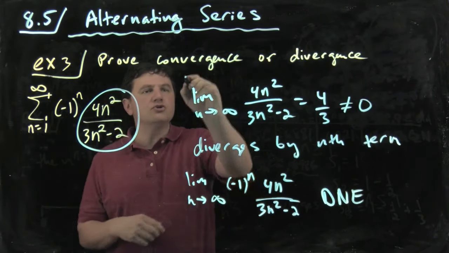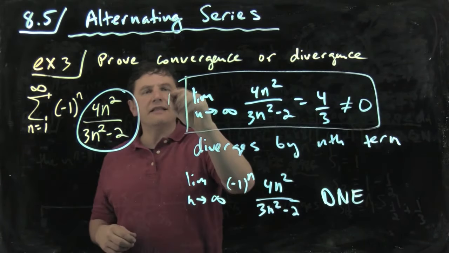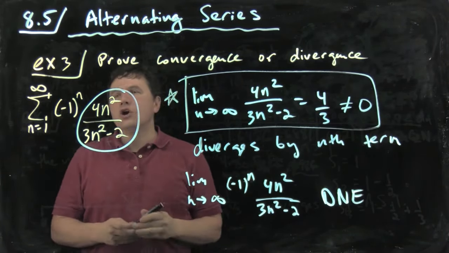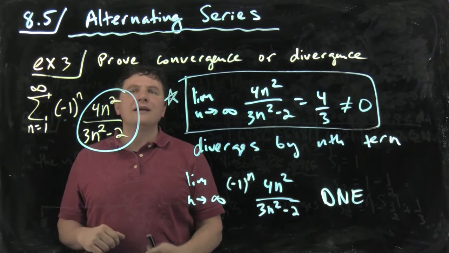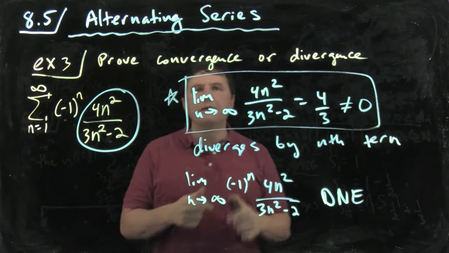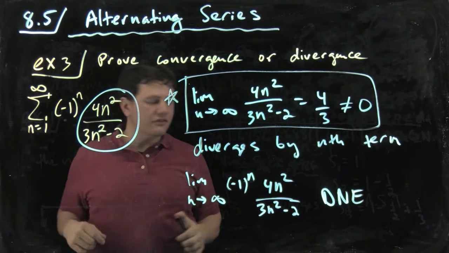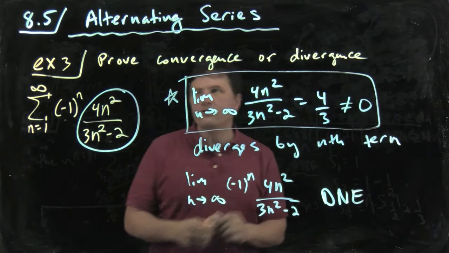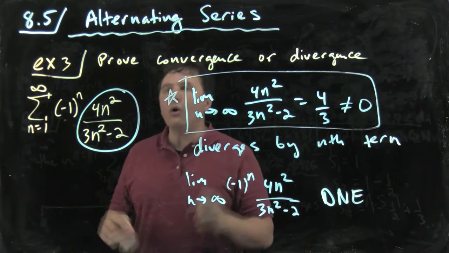So just using this is perfectly fine, and that's how I do that. We're done, okay? So as soon as we see that alternator, typically, it's really this simple. If that thing goes to 0, it's typically going to mean it converges. If that thing doesn't go to 0, it's going to mean it diverges by the nth term test. End of story.